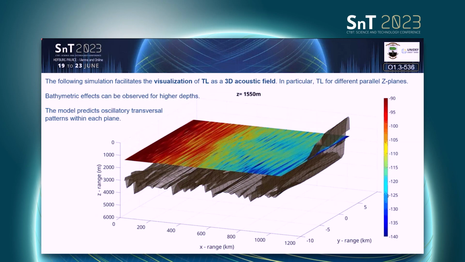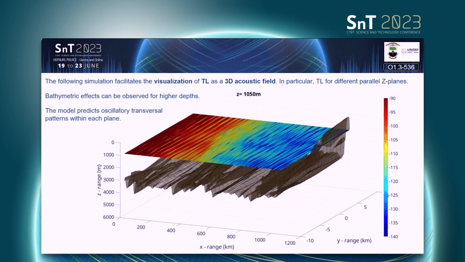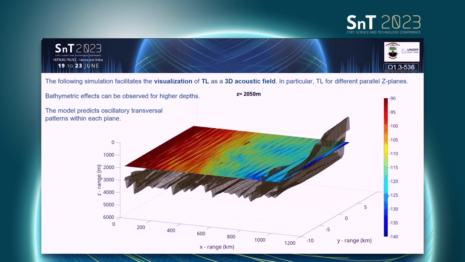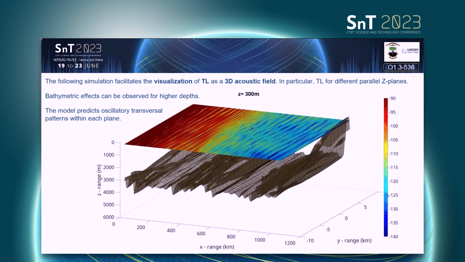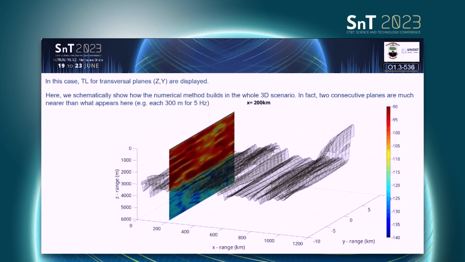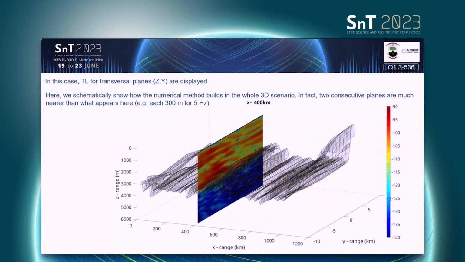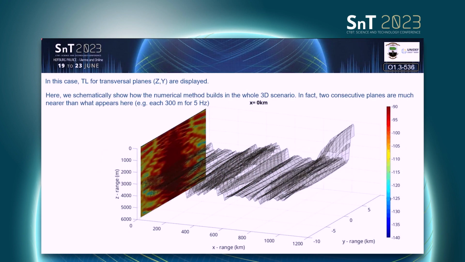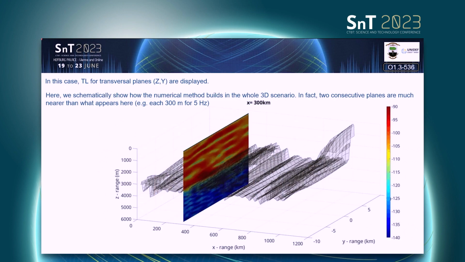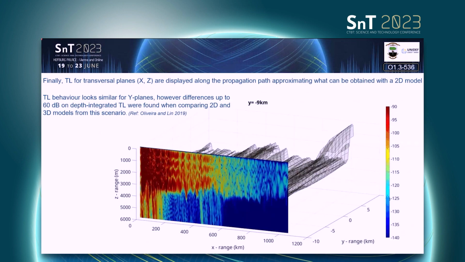Here the simulation facilitates the visualization of transmission loss as a 3D acoustic field. Here we are showing how it works for different parallel set planes. In this picture, we can see the transmission loss for transversal-wise set planes. Here we schematically show how the numerical method builds the whole 3D scenario. And this is for Y constant planes.